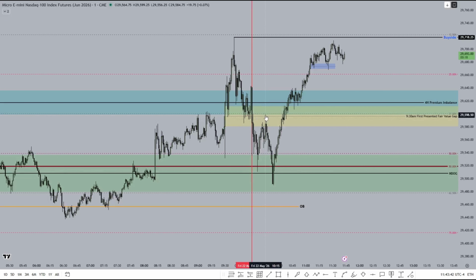low, revisit the first presented fair value gap and trap traders into thinking that we're going bullish, and then again take out this low one last final time before reversing higher.